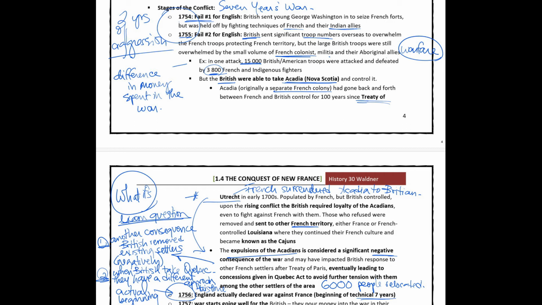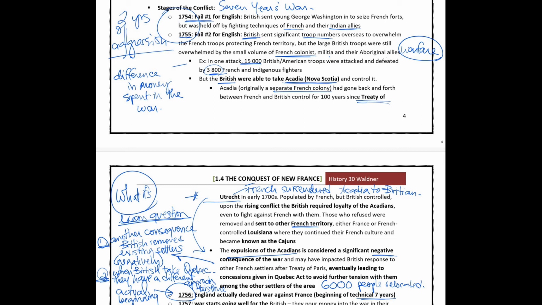And we said they either went back to two places. Where did they go? They went back to France, or they went to Louisiana. If you think about like New Orleans, the Cajun South, okay? And that's only if those French settlers in Acadia refused to align themselves, to pledge loyalty to the British and fight with the British, which a lot of them chose not to do.